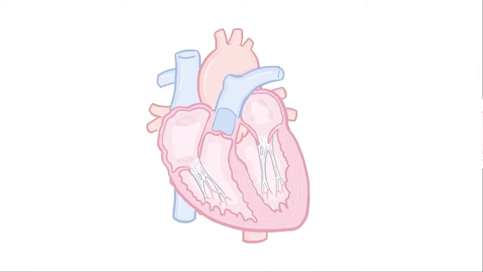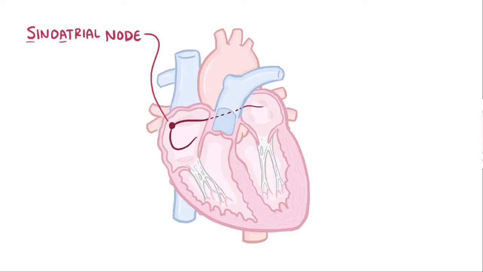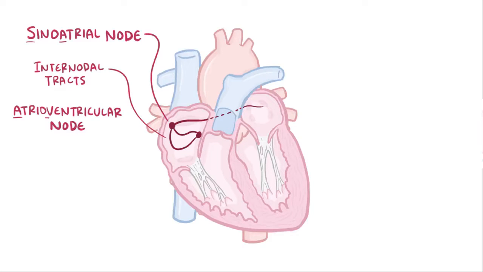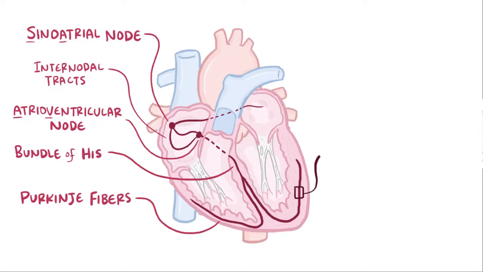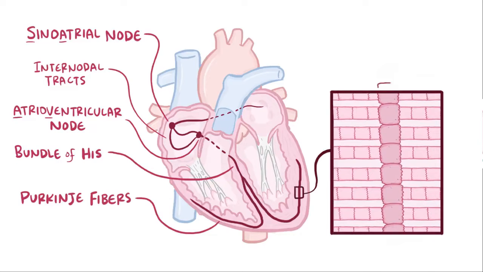So let's start out by mapping these pacemaker cells. The first clump of pacemaker cells is tucked up here in the corner of the right atrium, and it's called the sinoatrial node, which is sometimes just called the SA node. We've also got pacemaker cells in the internodal tracts between the nodes, as well as in the atrioventricular or AV node, the bundle of His, and the Purkinje fibers. And together this is called our electrical conduction system.